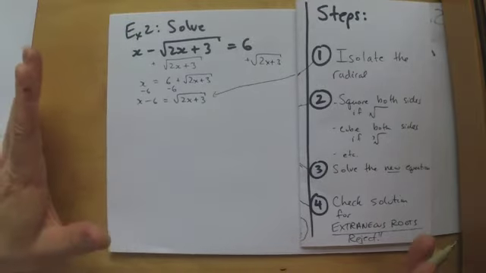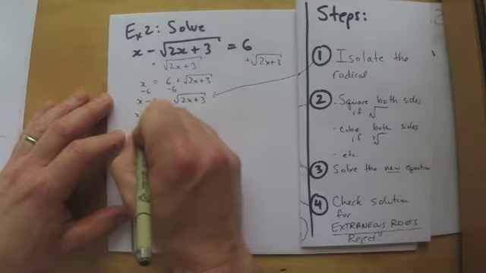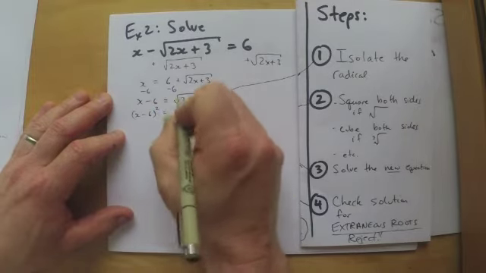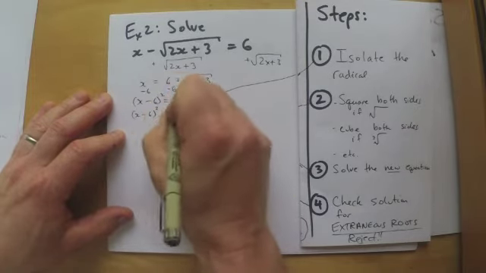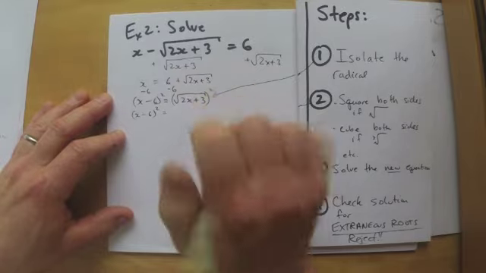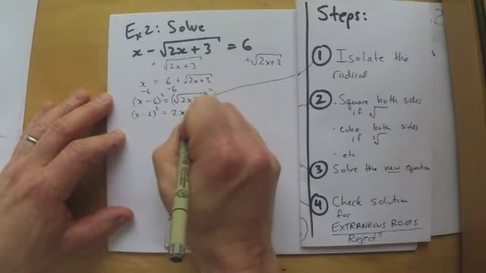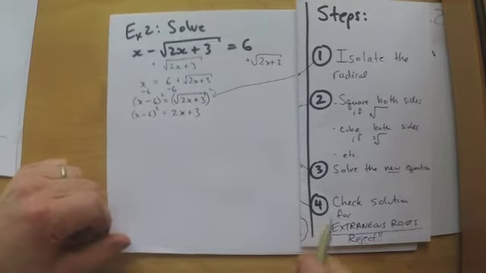Now I'll square both sides. Now this side is a binomial and I have to square it. This side, when I square a square root, that's a really nice, beautiful side. That just gives me the radicand, which is 2x plus 3. So this side is nice.